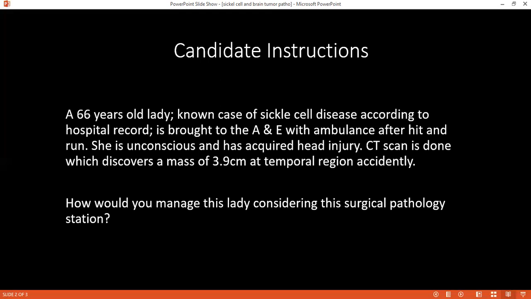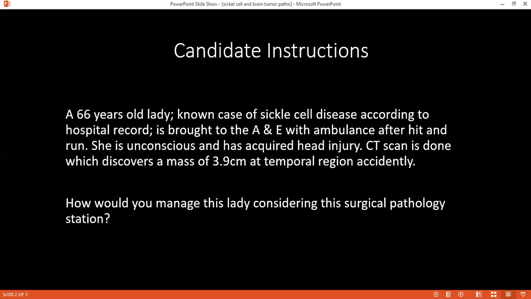How would this new finding influence your management of this patient? Then we'll have to stage, since it has already gone to stage four. The patient has gone into brain metastasis. So then we'll have to give management accordingly, most probably palliative care.